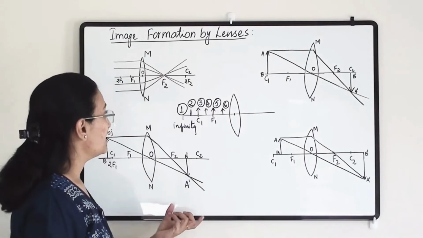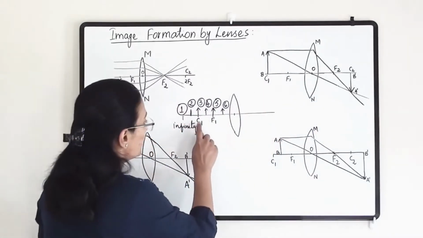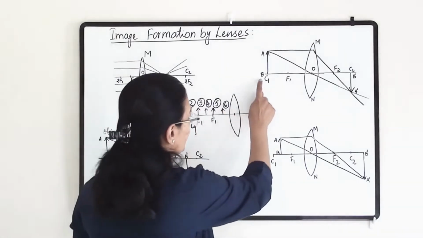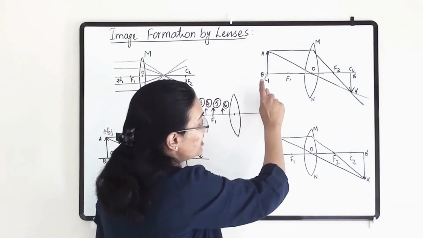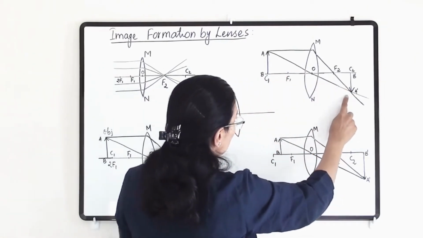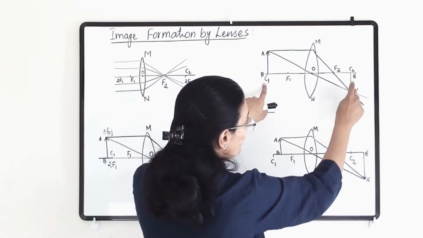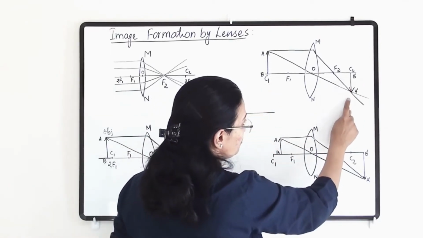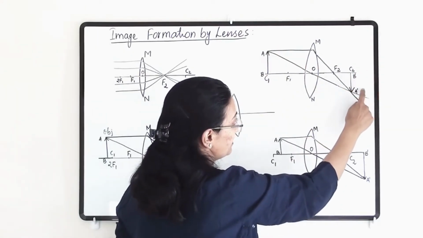Then in the third case, when we are keeping the object AB at C1, we are getting the refracted image over here, and that is at C2. So when we are keeping the object at C1, on the other side of the lens we will get the image at C2. It will be of the same size, real and inverted.